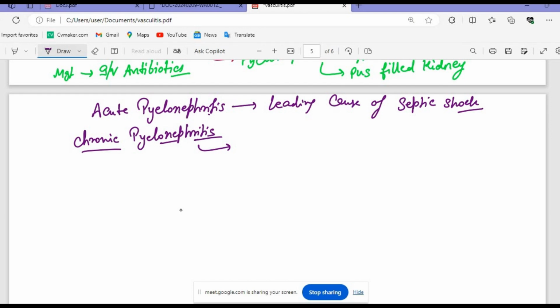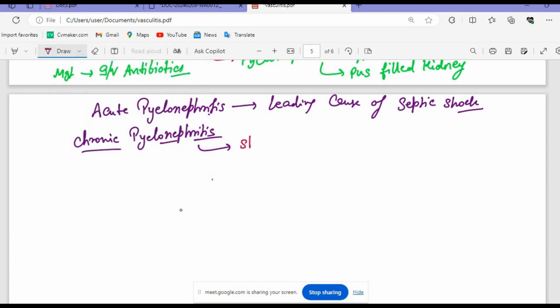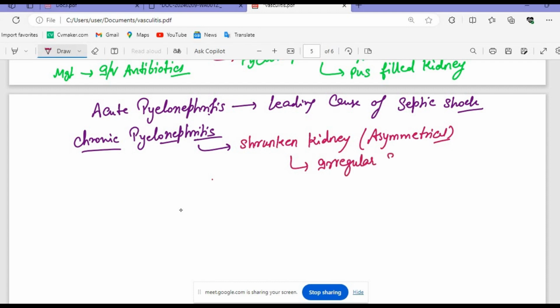In chronic pyelonephritis, we will see a shrunken kidney. The kidney will be shrunken, and this shrunken kidney will be asymmetrical. It means one kidney will have more shrinkage, and the other kidney will have less shrinkage, or one can even be normal. Along with the shrunken kidney, irregular scars might be possible.